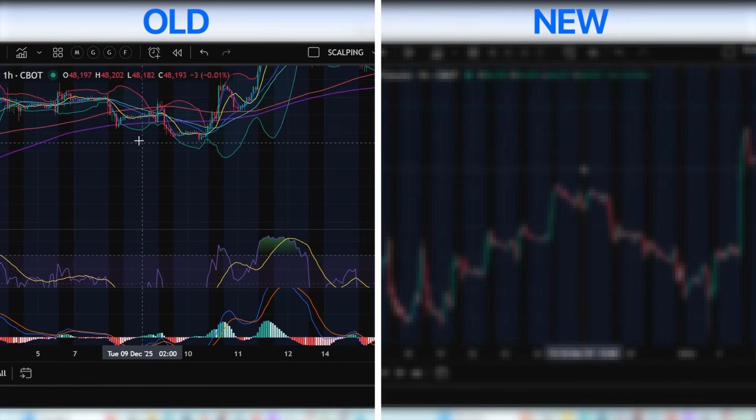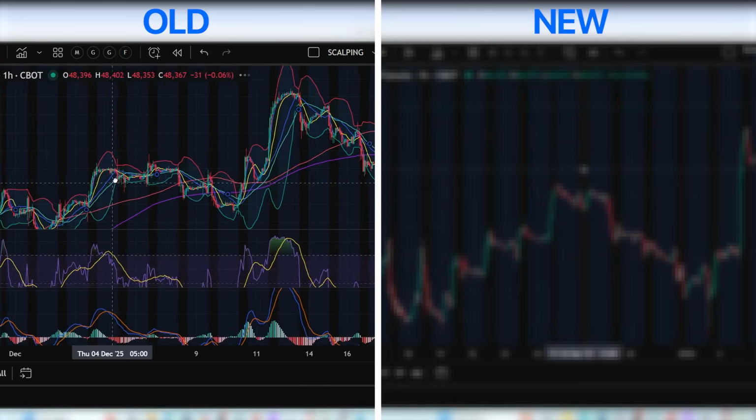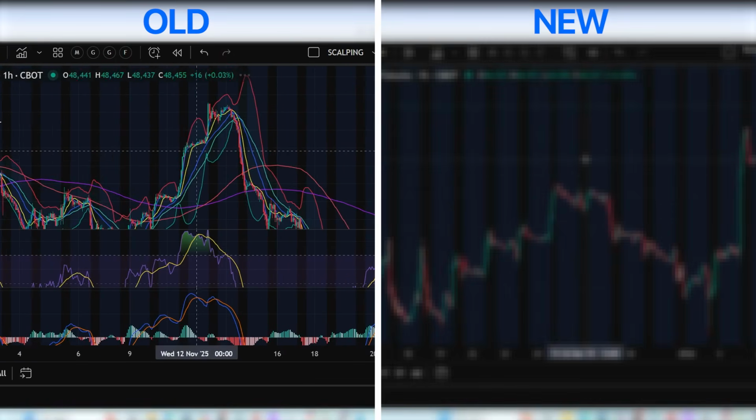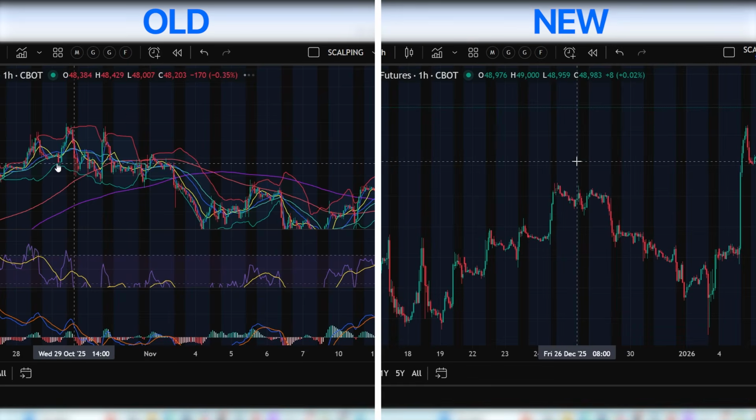So let me show you what that transformation looked like. On one side of the screen, you have my old setup. Indicators stacked everywhere. Signals contradicting each other. Noise. On the other side, the current setup. Clean, focused, readable. You can immediately see the difference. One feels reactive. The other feels intentional. So let me walk you through this setup from scratch.